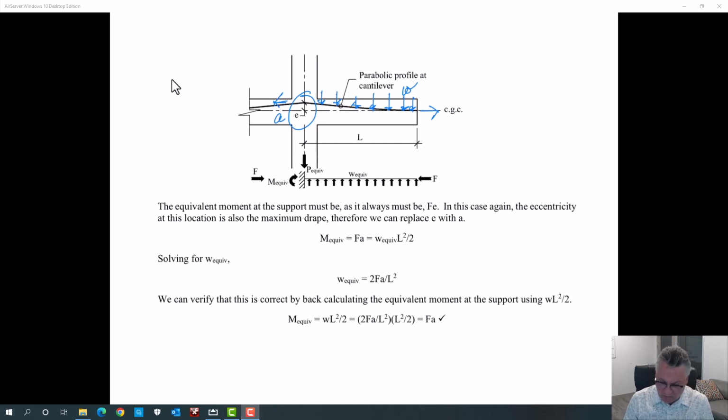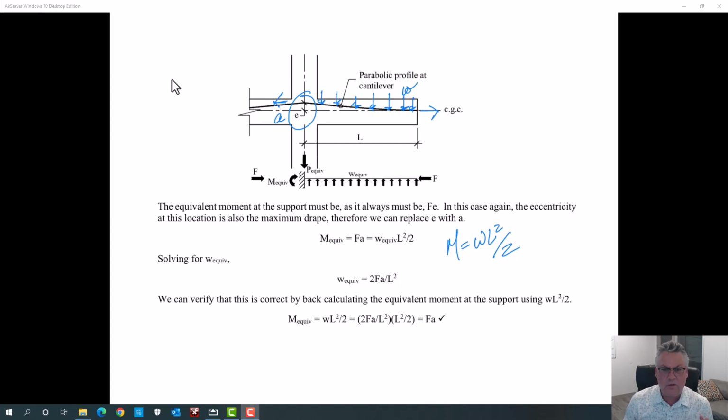Now, on a cantilever, we know we have WL squared over 2. That WL squared over 2 must equal F times A at the joint. We can calculate what the equivalent load is on a cantilever with a parabolic profile, and this will likely come up at some point in the exam somewhere in this course. We can back calculate the equivalent load of 2FA over L squared.